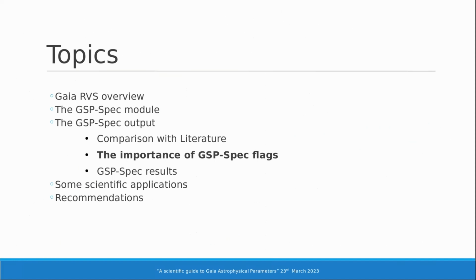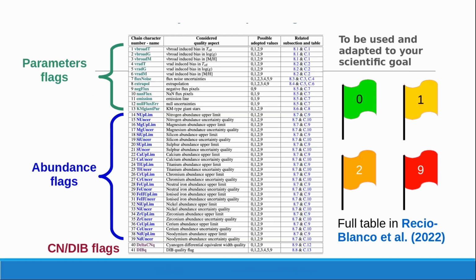Now, this is the main part of my talk. This is the importance of the GSPSpec flags, because during these months after DR3, we have seen that people don't use our data properly. They tend to ignore, or simply don't know, that we also provide quality flags for the parameters and for the abundances.